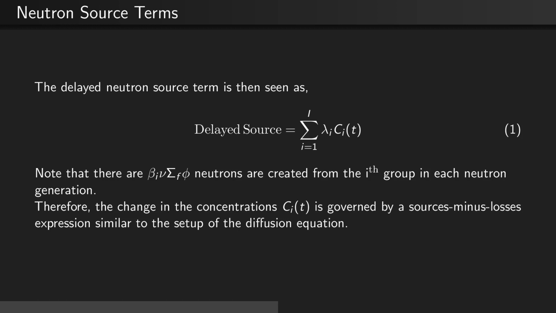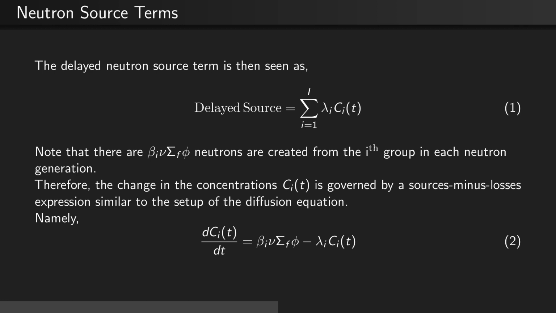Therefore, the change in the concentration C i of t is governed by a sources minus losses expression similar to the setup for the diffusion equation. Namely, the time derivative of the ith group's concentration is equal to the ith group's fraction times nu sigma f times the flux minus the decay constant for the ith group times its concentration.